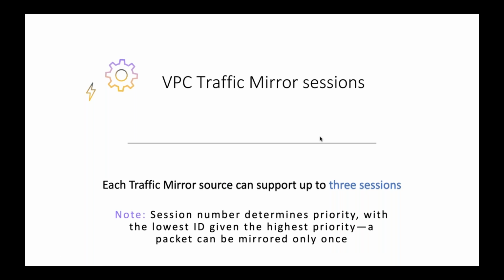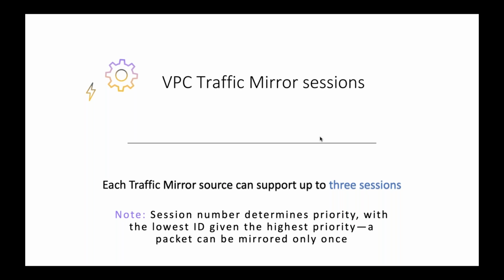So you could have up to 3 sessions, and the session numbers are essentially the priority of the session. So the lower session number means higher priority. So you could create a nested session such that session 1 can capture the traffic and send it to one monitoring instance, and the rest of the sessions can capture other traffic and send it to another monitoring instance.